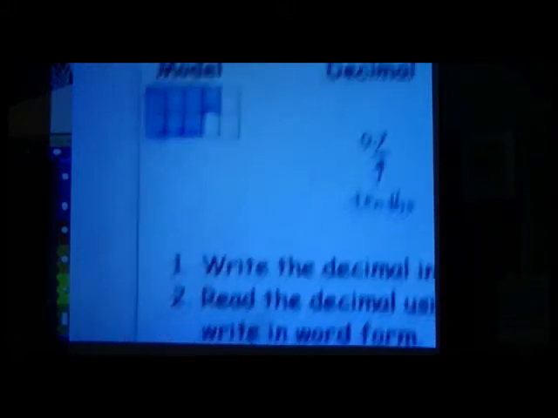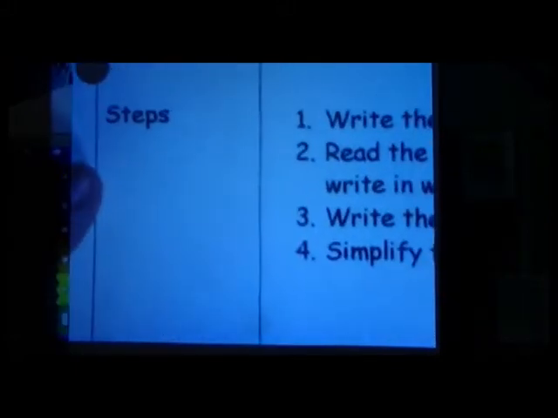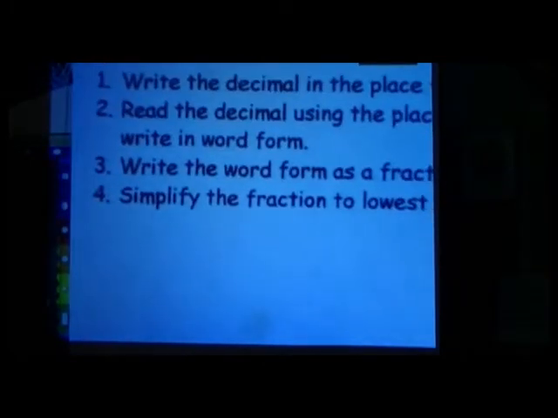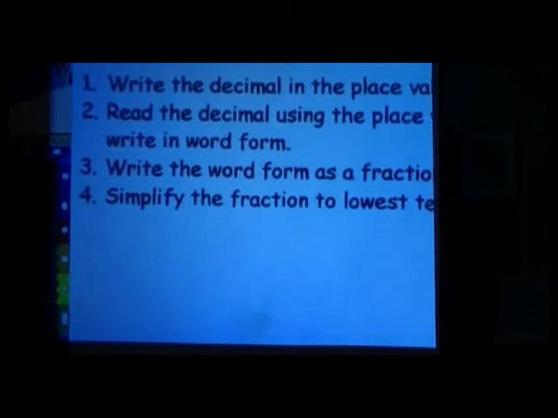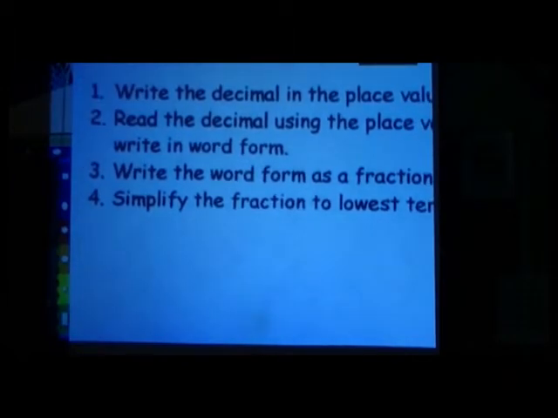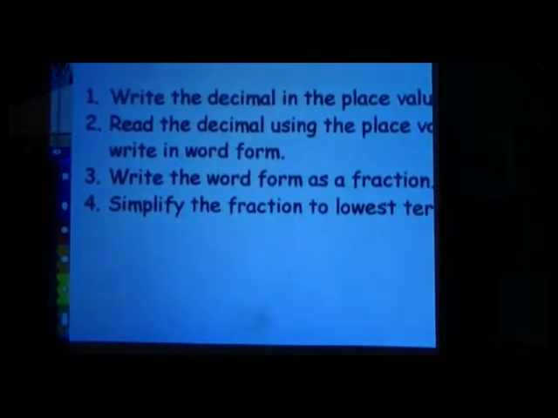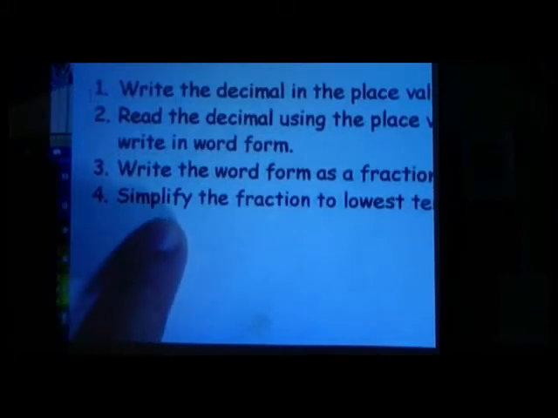Okay, these are the steps that we're going to follow. Here they are on your notes. We are going to write the decimal in the place value chart. There is a chart on the back of this page that we're going to be using. You're going to read the decimal using the place value chart and write it in word form. And then we're going to write the word form as a fraction. And finally, we're going to simplify the fraction to the lowest terms. So here we go. Turn the page over.